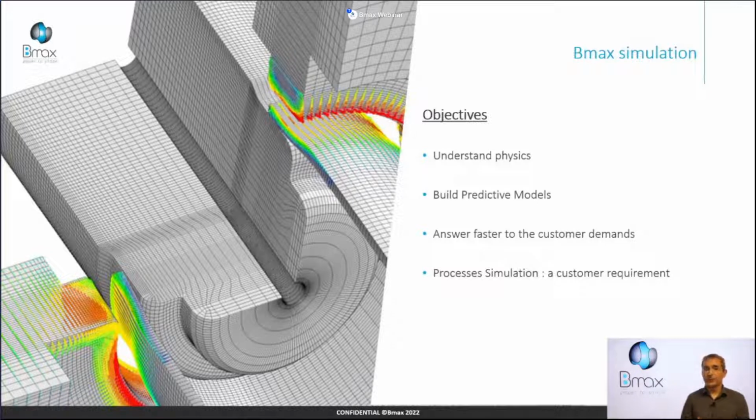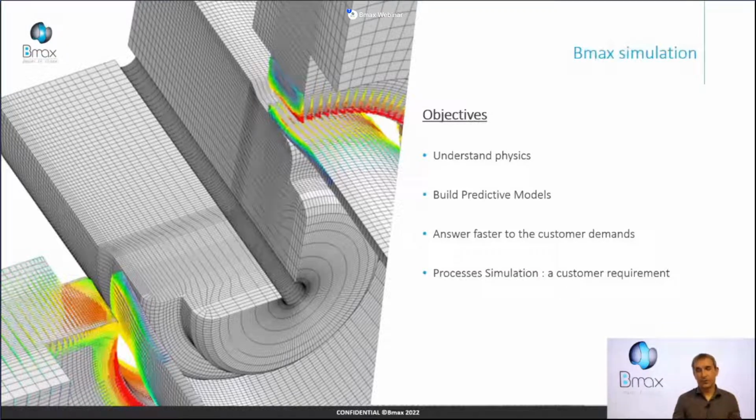In terms of simulation, we define 4 main objectives. Understand physics. As you understand, HPP processes are multi-physics and dynamic, and we don't have very accurate analytical or mathematical formulas to design the process. That's why we use simulation, finite element software.